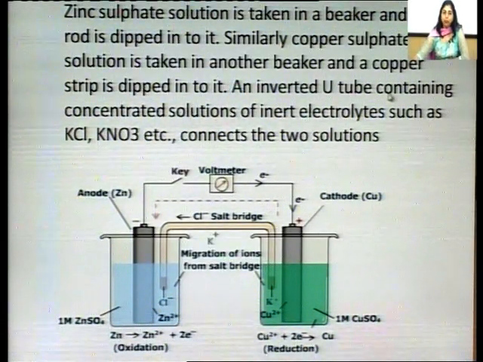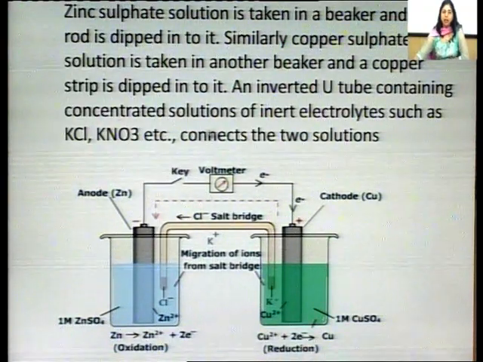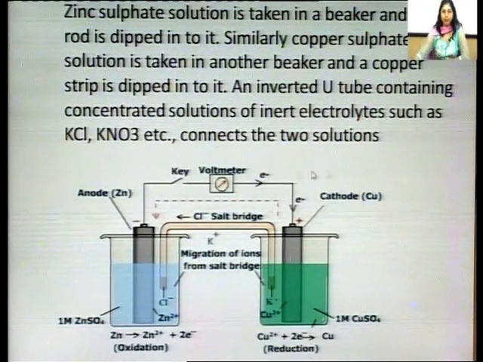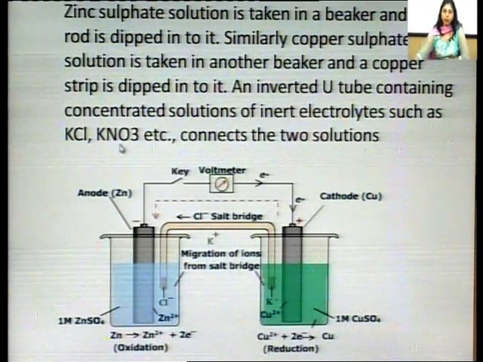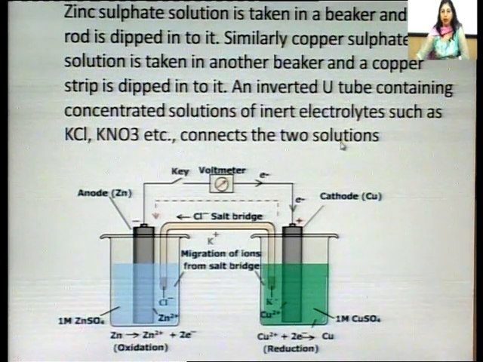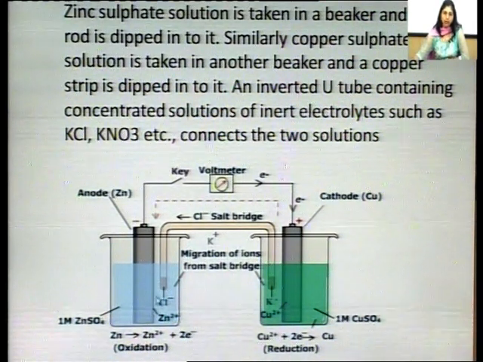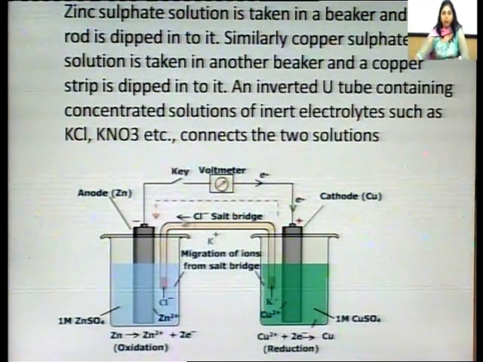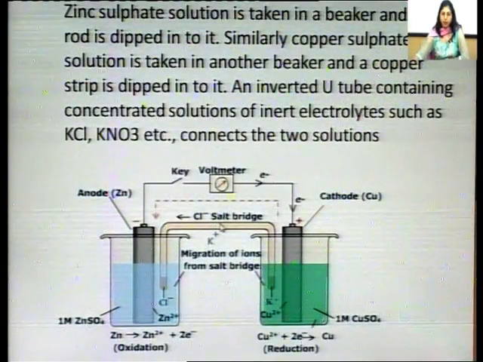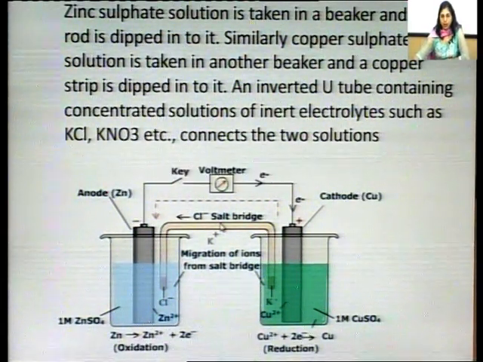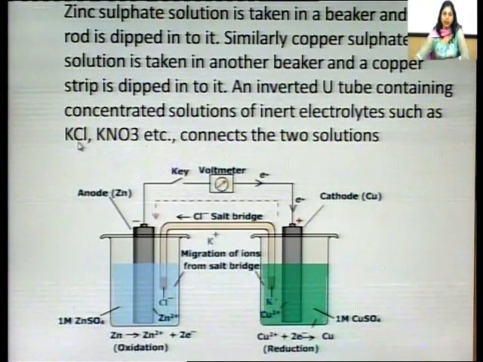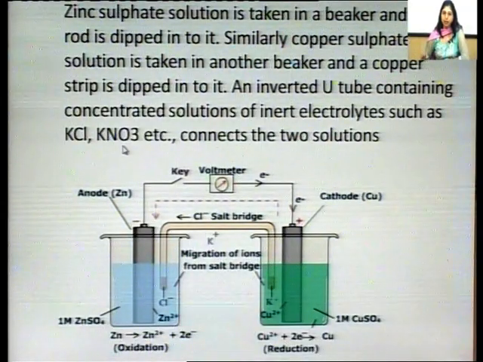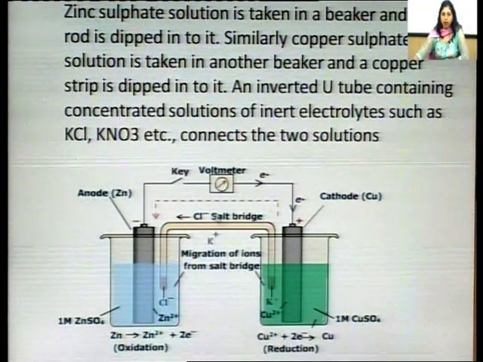An inverted U-shaped tube containing a concentrated solution of inert electrolytes such as KCl, KNO3, etc. connects the two solutions. Here you can easily see that an inverted U-shaped tube is filled with some electrolytes, and these electrolytes may be KCl, KNO3, etc. And this tube is called a salt bridge.